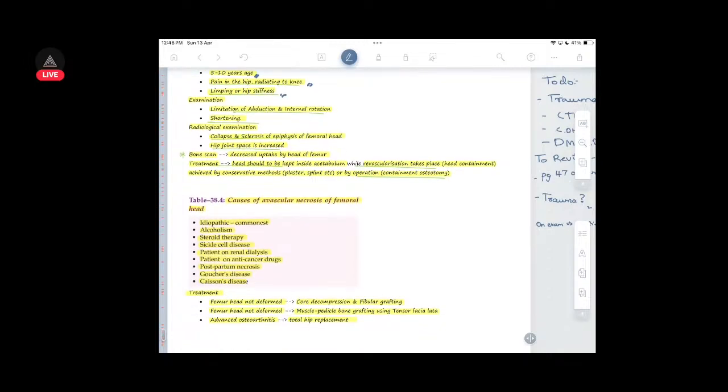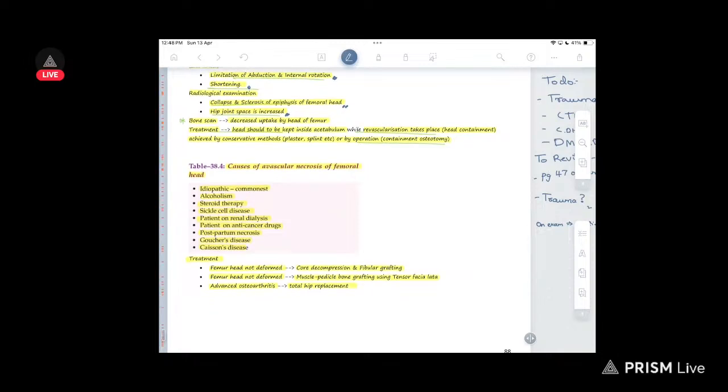Similar to a lot of conditions, like TB hip, with the same complaints. There is limitation of abduction and internal rotation, and shortening will be there. Collapse and sclerosis of the epiphysis of the femoral head, and hip joint space is increased. You can do a bone scan, which will show decreased uptake by the head of the femur. Treatment is that the head should be kept inside the acetabulum while revascularization takes place.